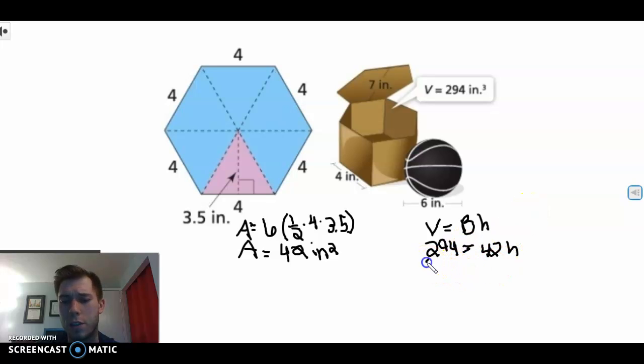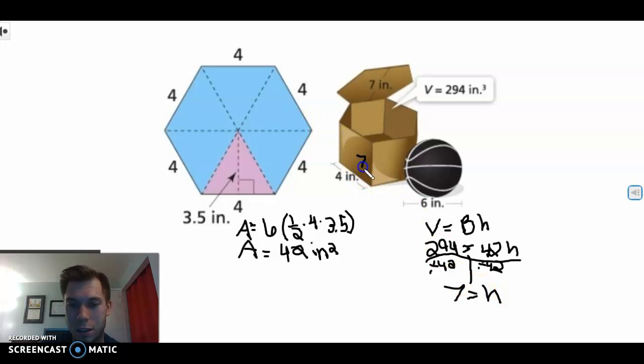You should figure out that you need to set up a T-chart. Mine's like a wavy, groovy T-chart. And divide each side by 42. When you do that, 294 divided by 42 results in 7 equals h. So we now know that the height is 7 inches, which means the basketball would fit in there, because the height is greater than the diameter of the basketball. Let's keep on moving on here.